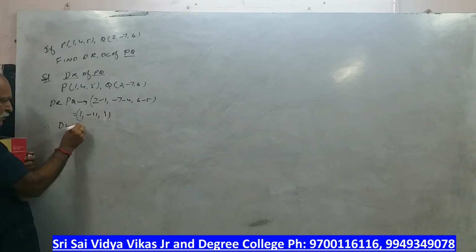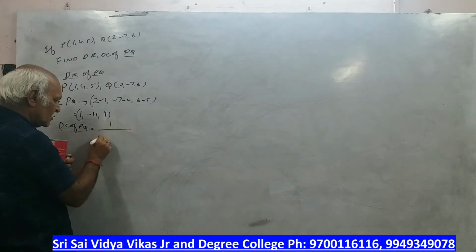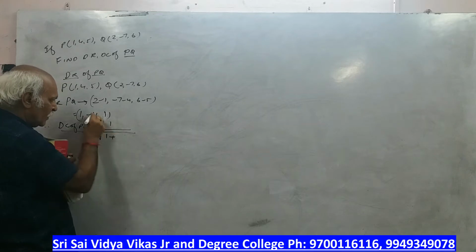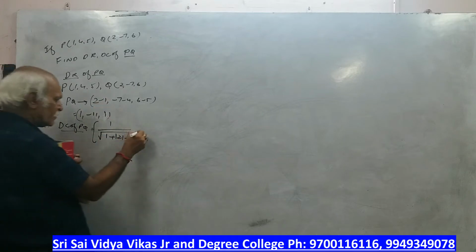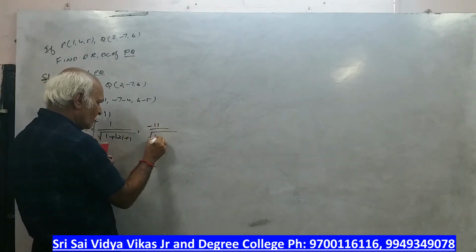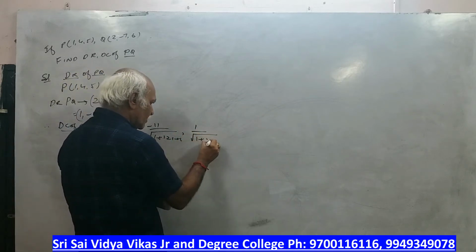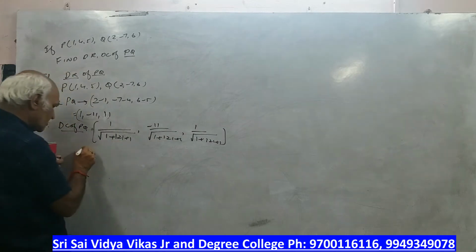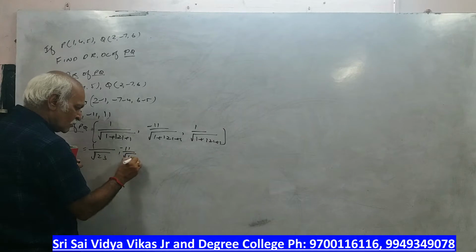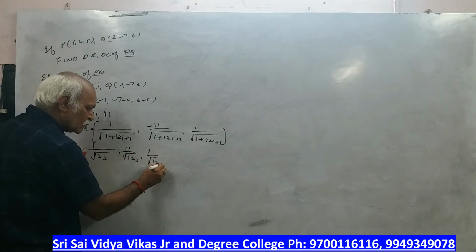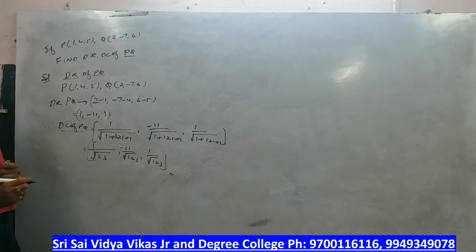Then DCs of PQ. So what will happen? 1 by root of 1 squared plus 121 plus 1 squared. Next one, minus 11 by root of 1 plus 121 plus 1. Next, 1 by root of 1 plus 121 plus 1. So this becomes 1 by root 123, minus 11 by root 123, 1 by root of 123. Okay, next.